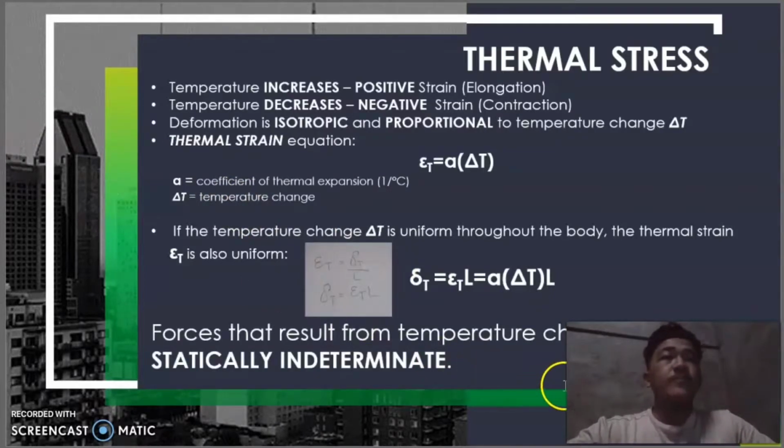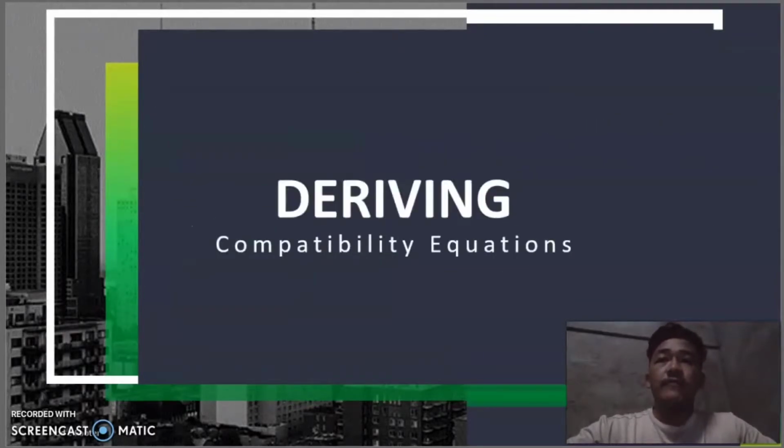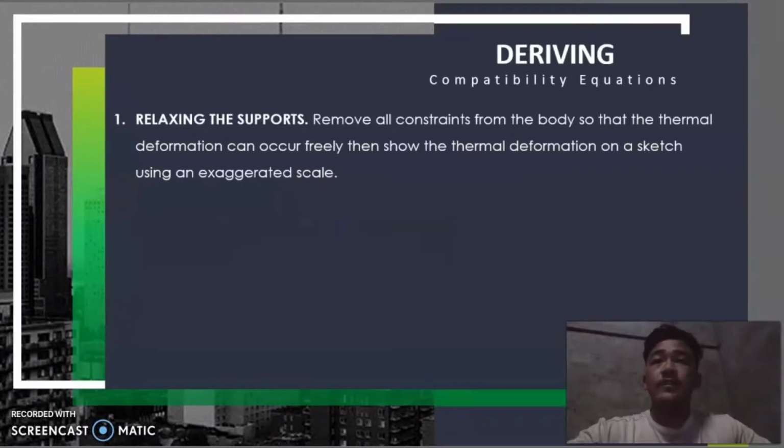Forces that result from temperature changes are statically indeterminate, which means ang forces dili ma-determine using equilibrium analysis lang. That is why we derive compatibility equations to provide us additional equations na kailangan to solve a problem, but also with the inclusion of thermal expansion para ma-analyze ang deformation. So the first thing to do is relax the supports.